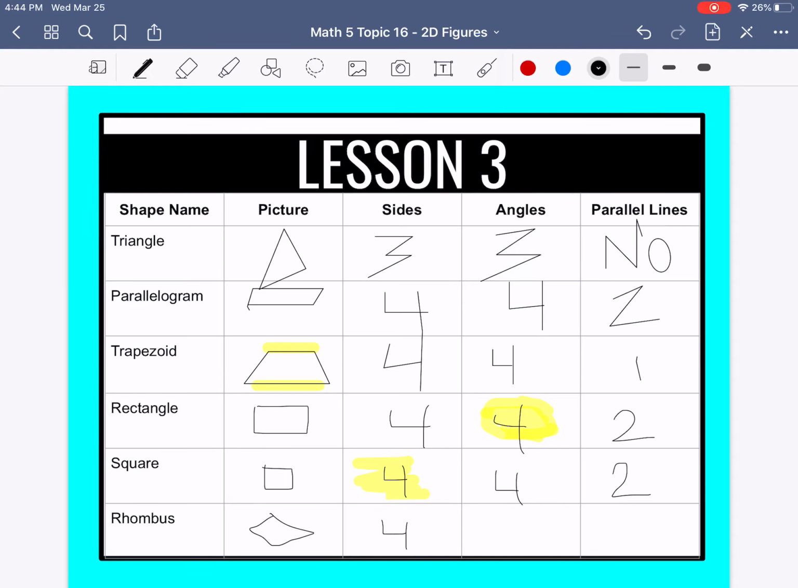How many angles does the rhombus have? Good, again, it has the 4 angles. How many parallel lines does it have? Good, it has 2 sets. All right. Sometimes our square will be also a rhombus. Sometimes our rectangle would also be a square. But it depends on what the measure of the sides are.